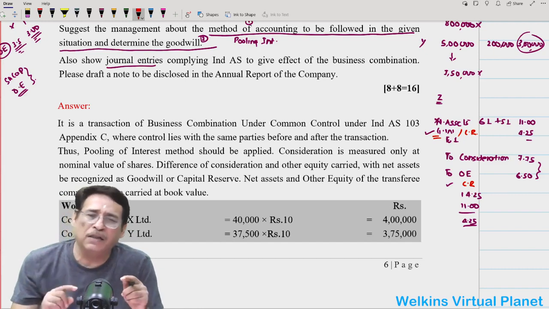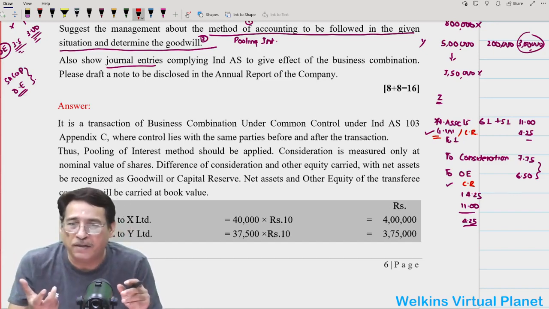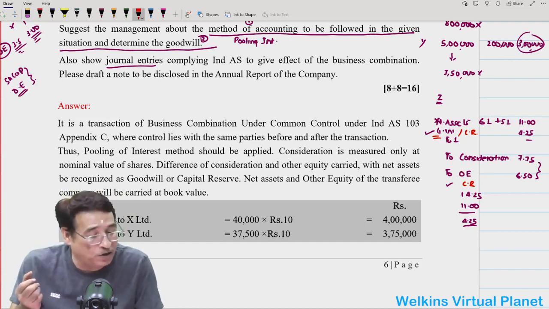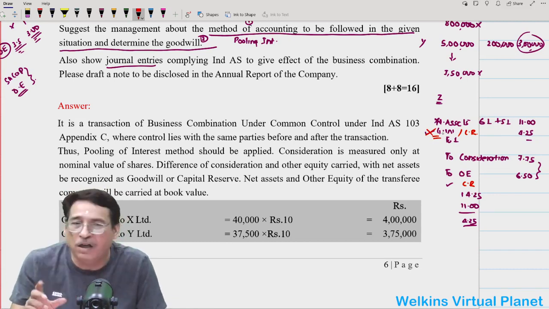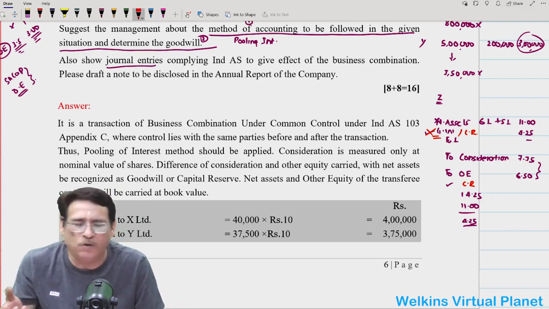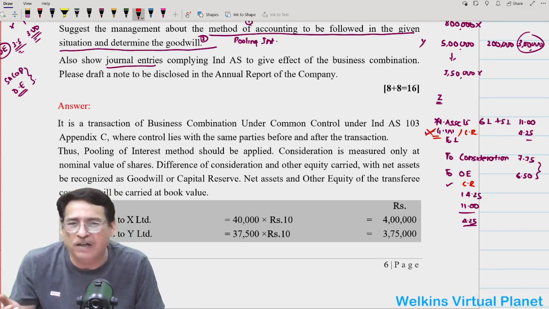And there is another direction, that no new asset should be recognized. So if no new asset should be recognized, logically, I cannot write goodwill here. That is why I am saying writing goodwill is wrong. But your module contains the word goodwill, so I will not tell you not to write goodwill. You can go ahead with that. So a debit balance is there, so you can write goodwill here, although the perfect word is capital reserve.